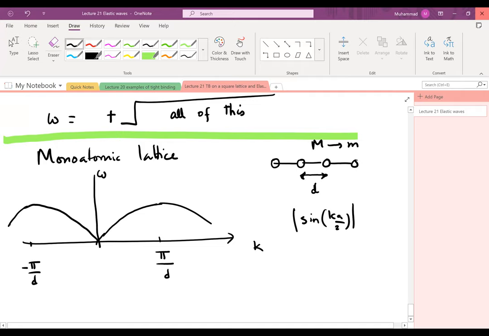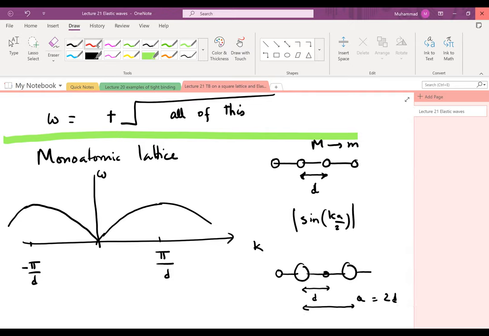Now what happens is if I were to replace this monoatomic lattice with a diatomic lattice, I keep this, this is my D, but my unit cell has now changed from D to 2D in the direct space. So my first Brillouin zone is going to shrink to half. So now my first Brillouin zone is going to be bounded by these two points, which I've shown in dashed line. So it's going to be pi over 2D here and minus pi over 2D.